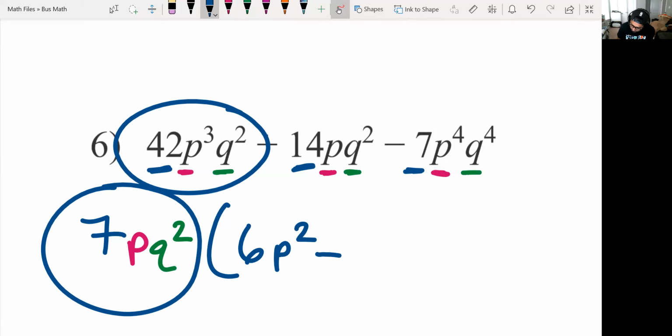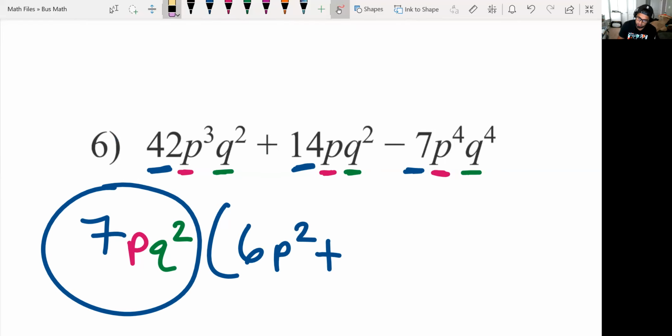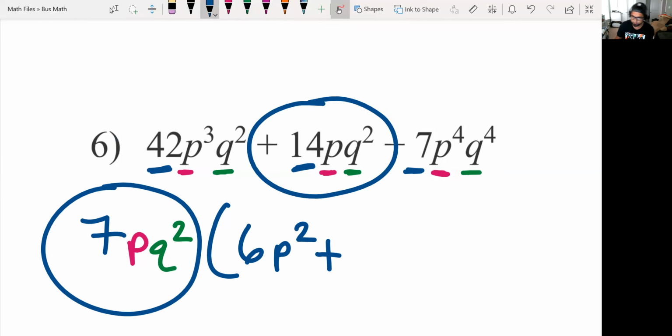Actually, is that a plus? That's a plus, right? Yeah. Next one. 7pq squared from 14pq squared. 7 from 14 is 2. Then p from p, cancel. Q squared from q squared, cancel. We're left with 2.